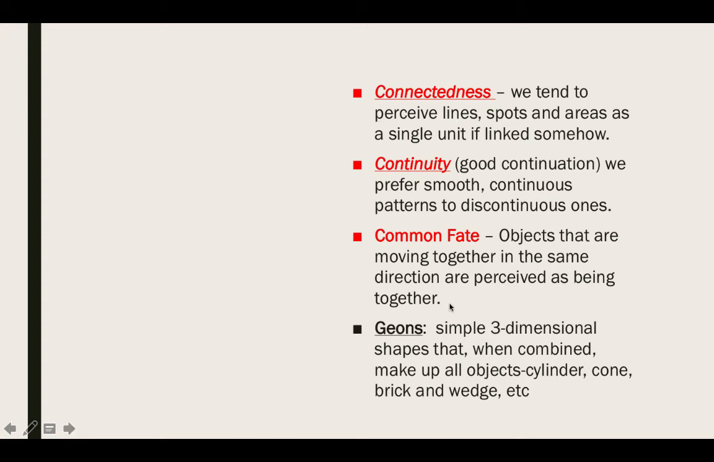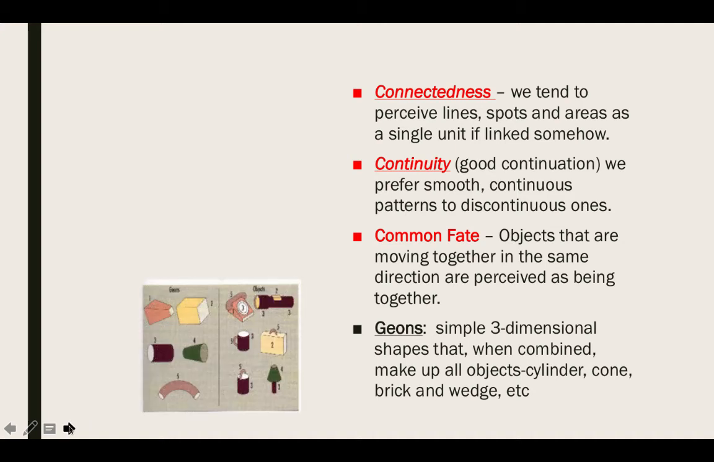Geons refers to the simple shapes that, when combined, make up objects or whole objects. So our brain has this visual encyclopedia of geons, which are simple 3-dimensional shapes that can be organized together. So this arc can be organized together with this block, and we perceive it as a suitcase, for example, or this arc and a cylinder might be perceived as a mug, and so forth.